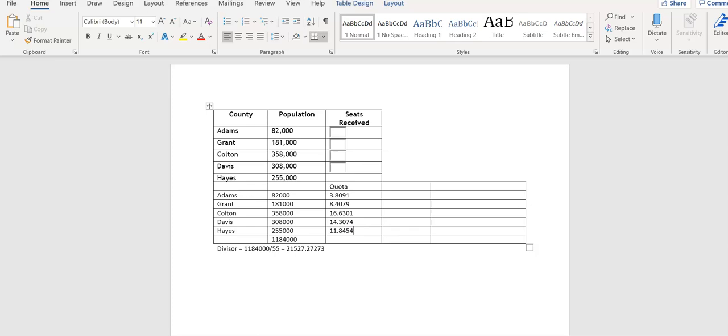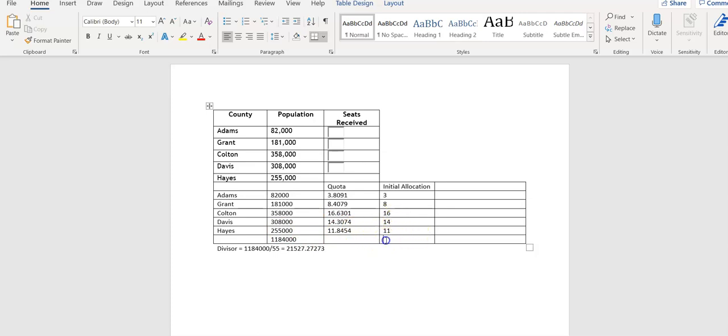All right, now our next column will be our initial allocation. And in Hamilton's method, all we do to get the initial allocation for each county is we drop off the decimal. So Adams would get 3, Grant would get 8, Colton would get 16 representatives, Davis would get 14 representatives, and Hayes would get 11 representatives.